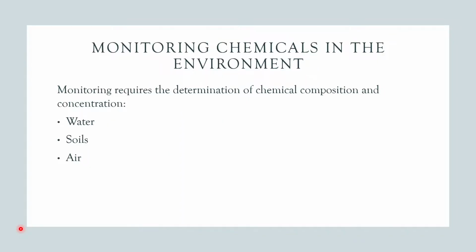Let's get into it. So when monitoring chemicals in the environment, it's really important for us, as we said before, to figure out what the chemical composition of a particular substance is, or the contaminants that are present, and identify them, and then possibly as well also figure out what the concentration of those contaminants are too. That may require us to look at water, soils, or the air when monitoring the environment itself.